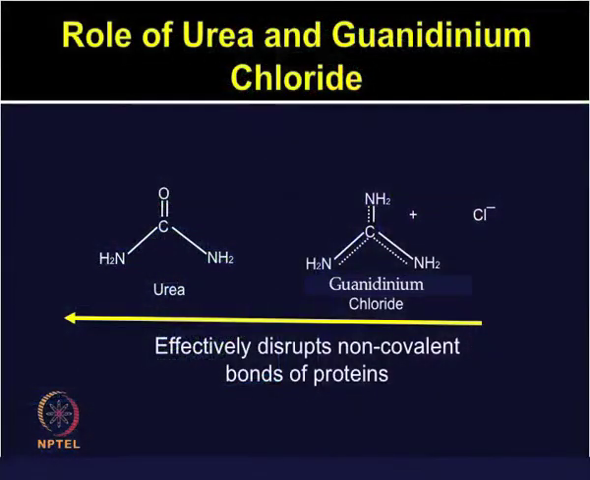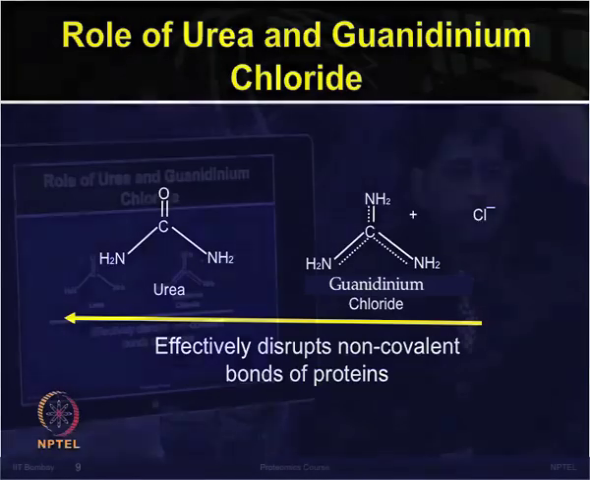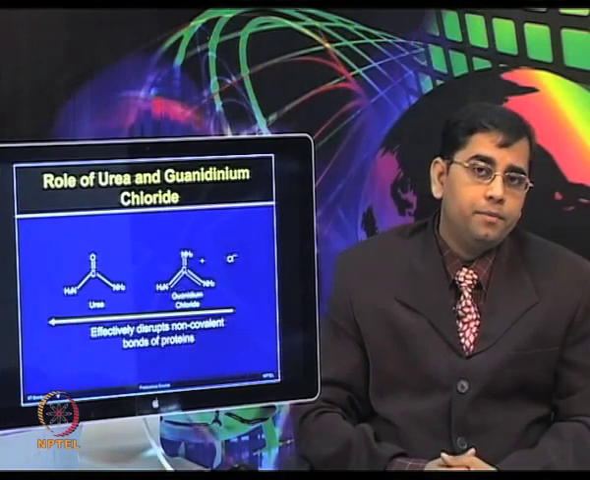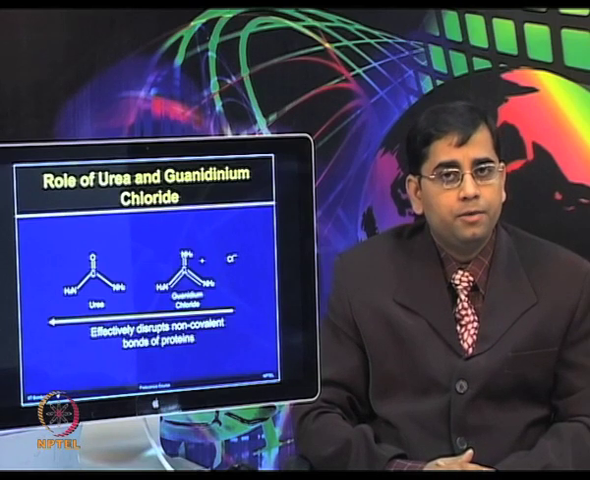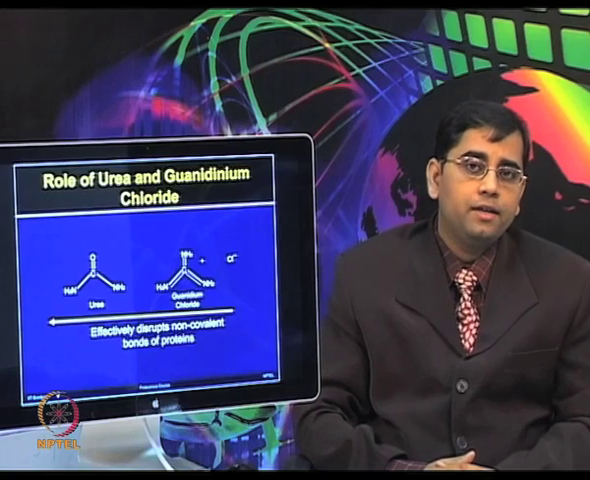So, what is the role of urea and guanidinium chloride? Urea is an organic compound which has 2 amino groups joined by a carbonyl group and is used at a concentration of around 6 molar for denaturing proteins by breaking the non-covalent interactions. Both urea and guanidinium chloride can effectively disrupt the protein's non-covalent interactions.